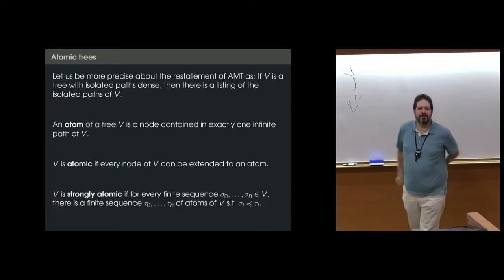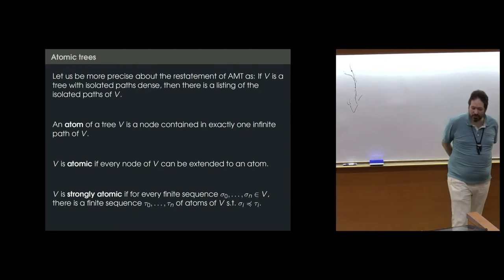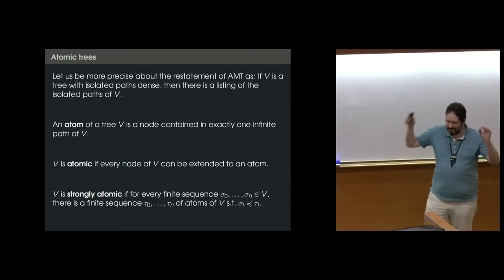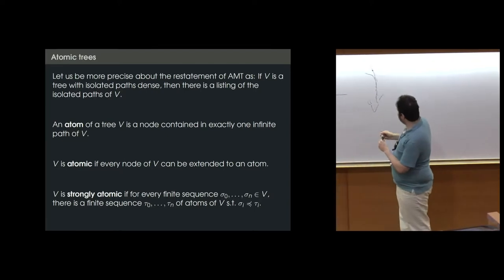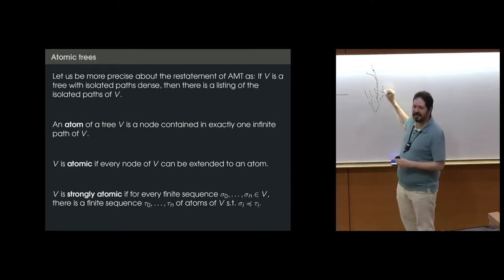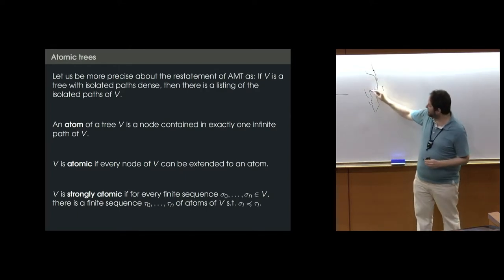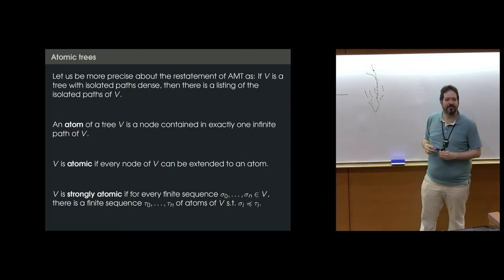But now I'm going to make this other strange definition. I'm going to say that V is strongly atomic if whenever you give me finitely many nodes, like this one, this one, this one, this one, I can find corresponding atoms extending all of them, right? So one extending this one, and so on and so forth.